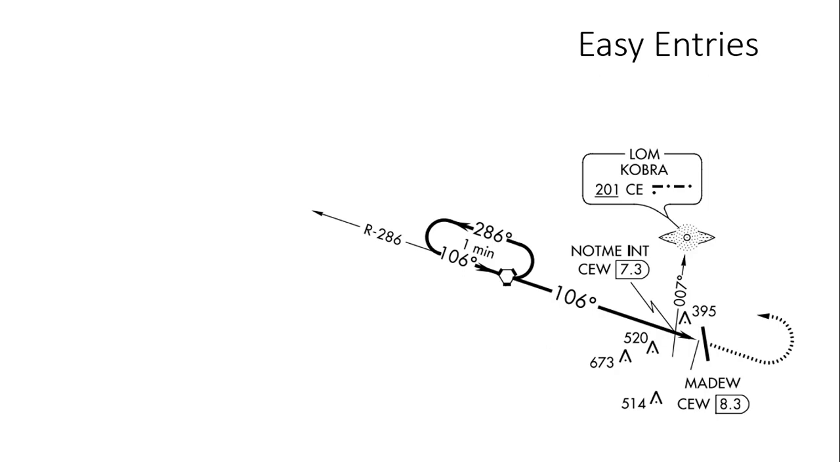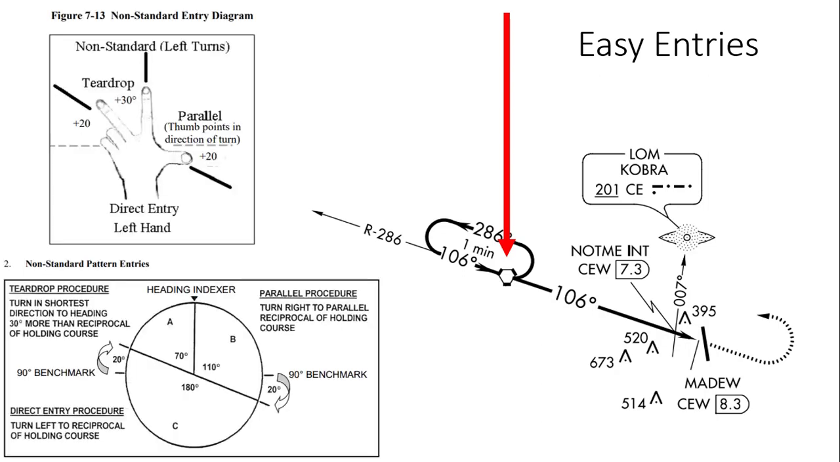You'll notice the holding is depicted as the 106 inbound, 286 outbound heading, and of course the 286 outbound radial off of the Crestview. And let's imagine we came in from Romick or ITU from the north, and here we are. So I got a question for you. Using that method that you learned, this is a non-standard holding, it's to the left side, what kind of entry are you going to make?